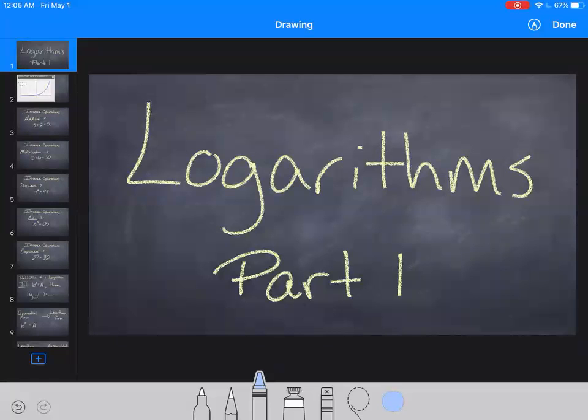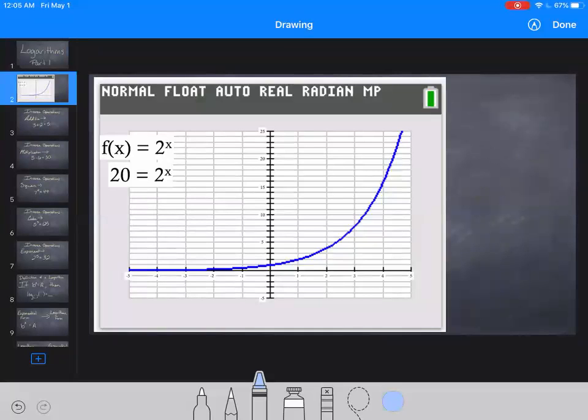Today we're going to be going over logarithms, part one. Let's say we had an equation and it said f of x is equal to 2 to the x, and we graphed this on the following graph. Well, what if I asked you what happens when 2 to the x is equal to 20? What could that value be?